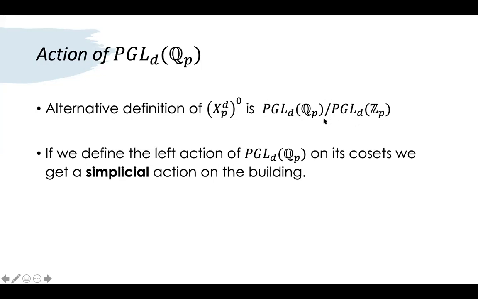And this is very important. So this space has a left action of PGL_d(Q_p) on it. And actually, okay, so clearly on its vertices. So it's not so clear why it has an action on the building, but on the vertices of the building, it's clear. And what's quite amazing about it is that this action is so nice.